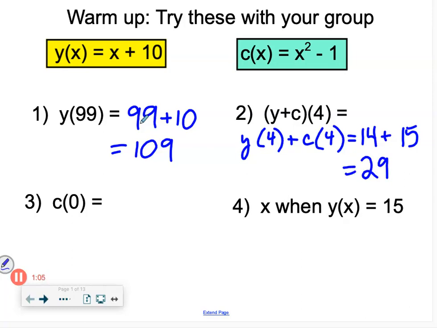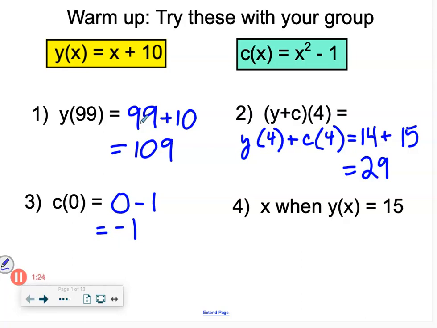C of 0, you replace the x in your c of x function with a 0, and you get 0 squared minus 1, which is negative 1, which everybody got. Everyone, you guys all got the same answer, so you did well.